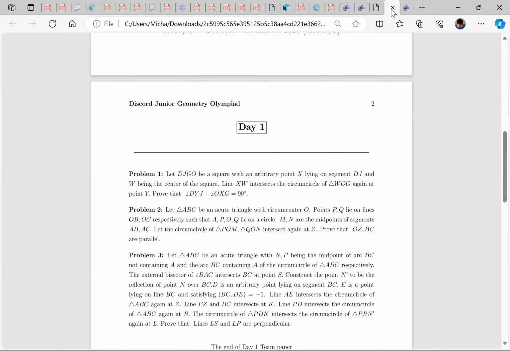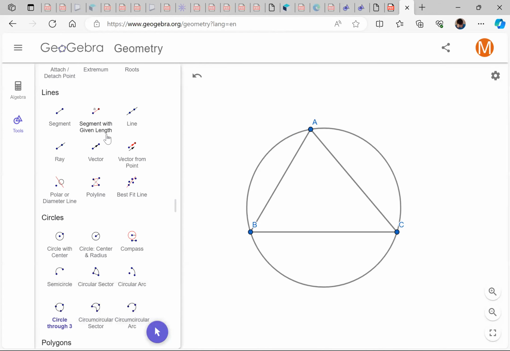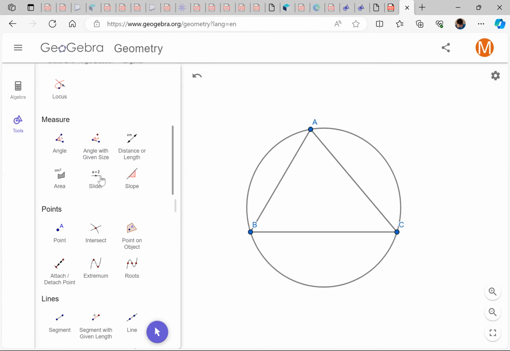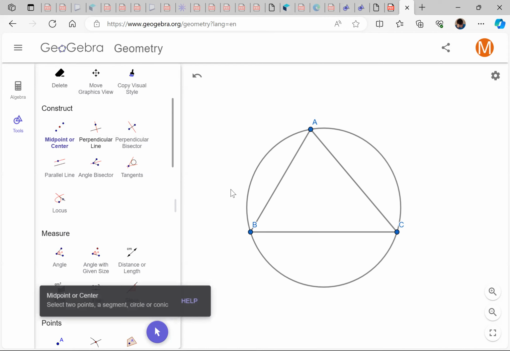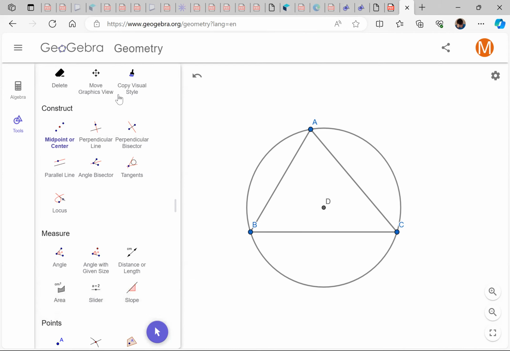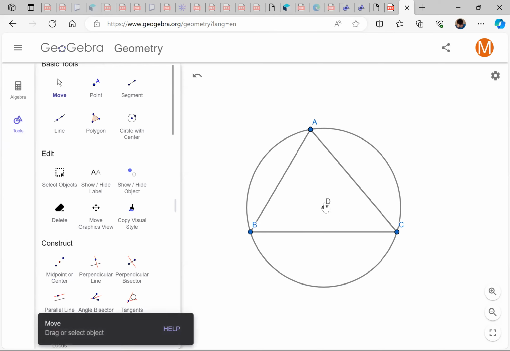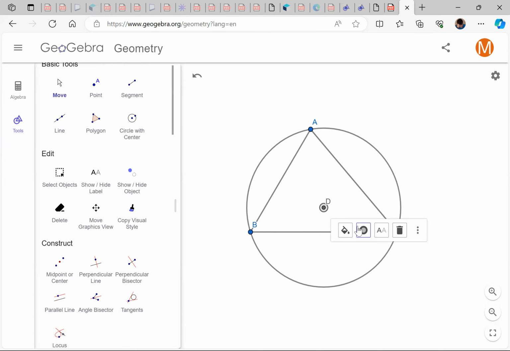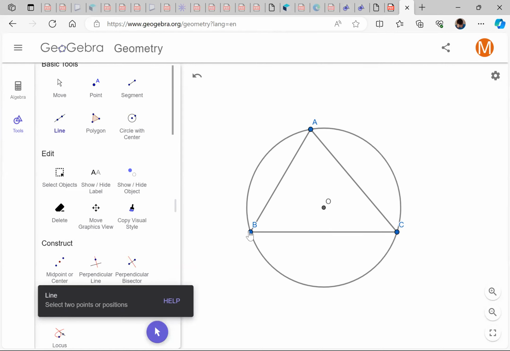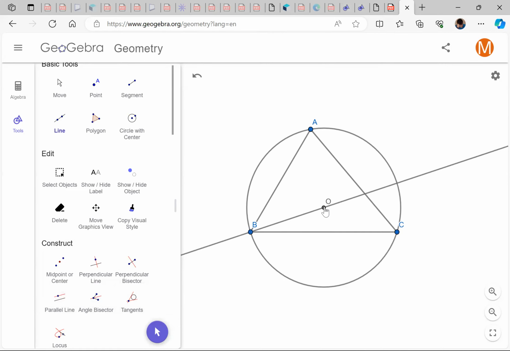P and Q lie on OB and OC respectively. So let's get the center of this. Where's the center tool? This is O. Okay, this is still O, but O is now at the point of infinity. But that's fine. And then they're still on BO and CO because BO and CO pass through the center, so it's fine.